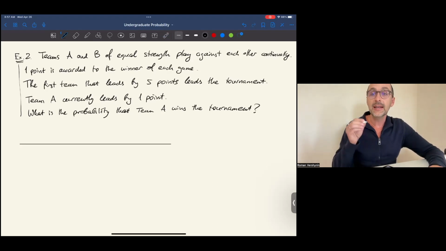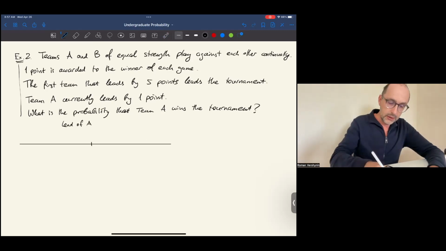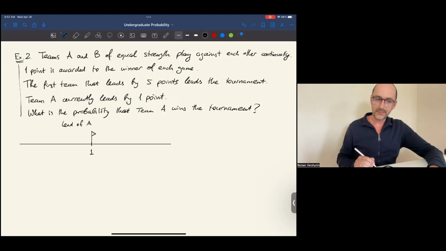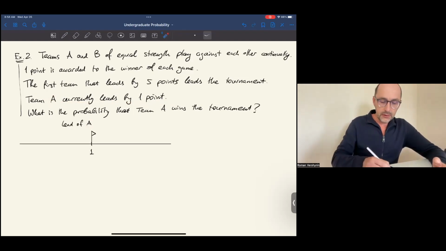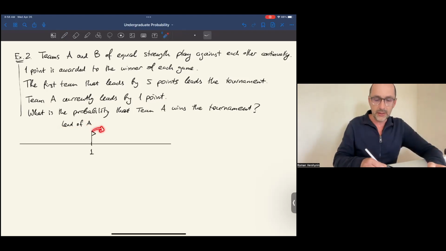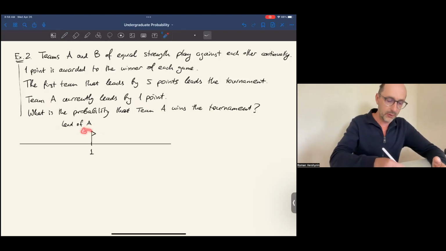Indeed, let's consider the lead of A, the number of points Team A leads. Initially, it leads by 1 point. Let's plant a flag indicating the lead of A. Then at each game, either Team A wins that game, and in that case, the lead of A increases by 1 point. So this flag gets replanted 1 step to the right. Or Team A loses that game, in which case the lead of A decreases by 1 point. So this flag gets replanted 1 step to the left.